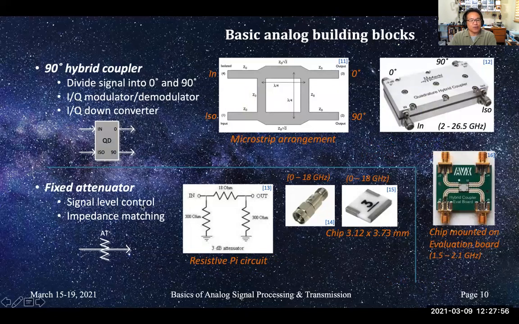Here's a fixed attenuator. We use these to control power, but also to accommodate for mismatch between components, because you could reduce the reflection size by adding attenuation. Here's a chip version.